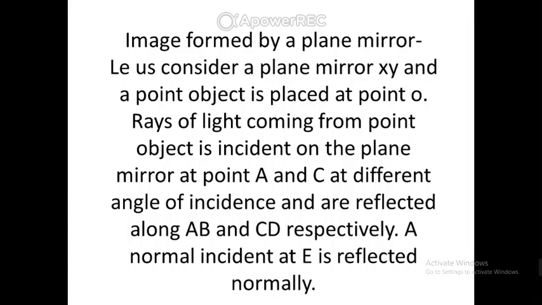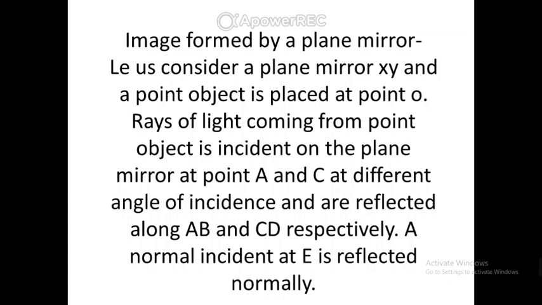A normal incident at E is reflected normally. A ray of light coming from the object that is normally incident is also reflected normally. Different light rays from the same object are incident on different points at different angles of incidence and are reflected along AB and CD respectively. Light ray coming from the object normally is normally incident and reflected back normally.